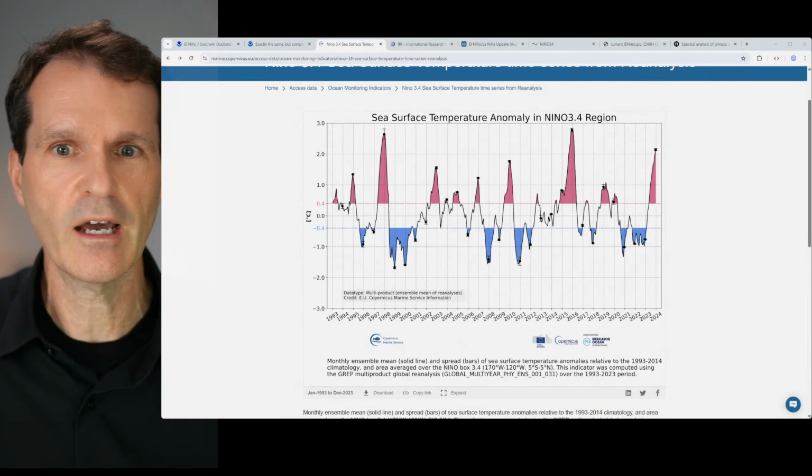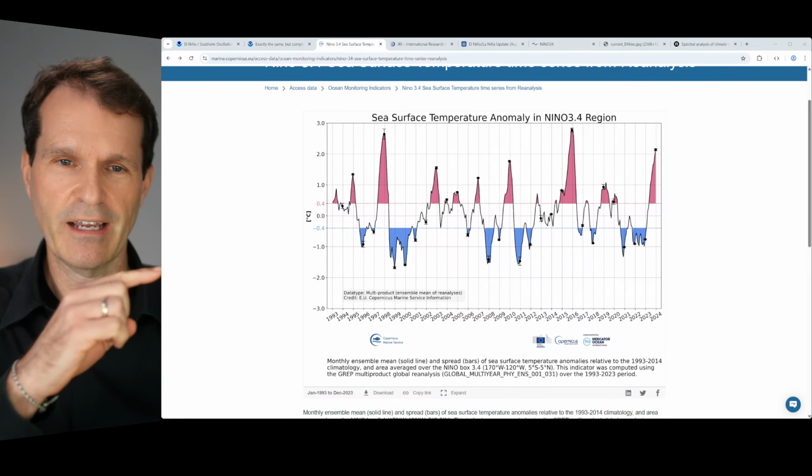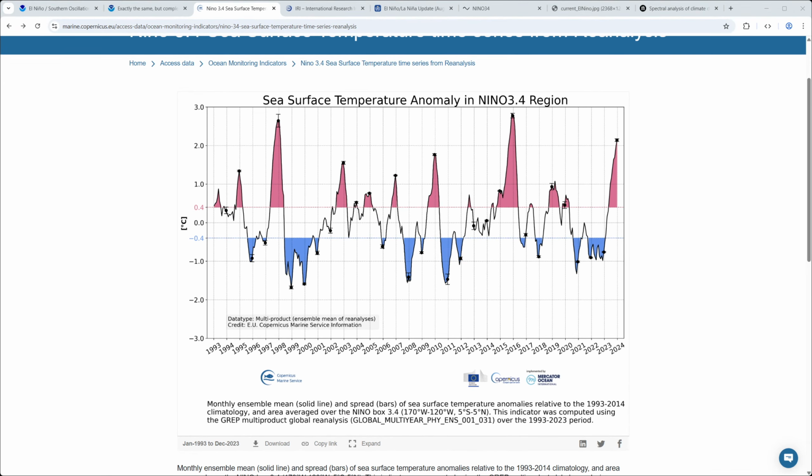So that's what we will do live now in this session. So what is the data about? The data looks like this. This is how the basic series looks like. So the sea surface temperature.